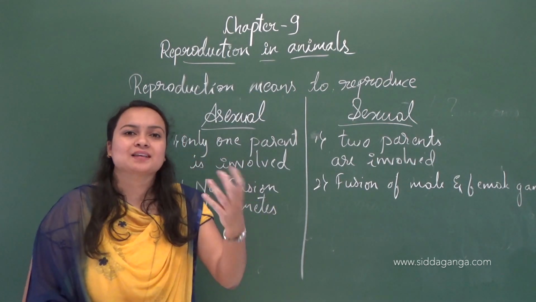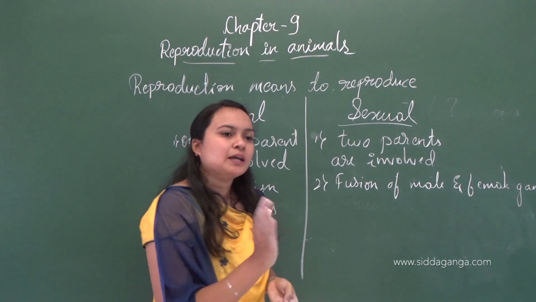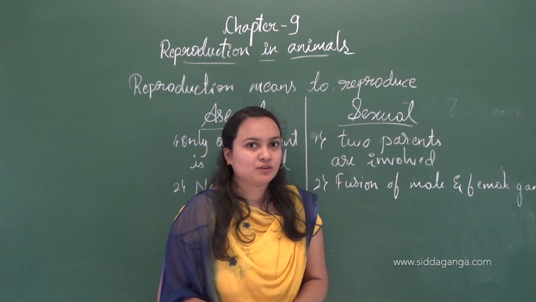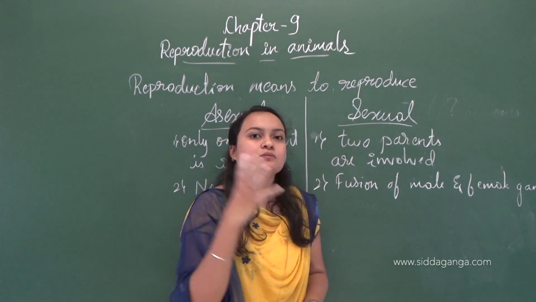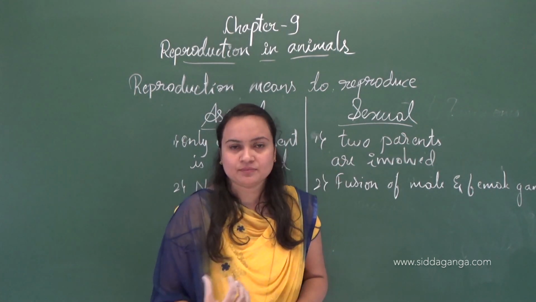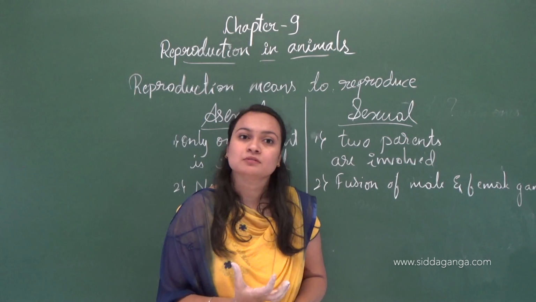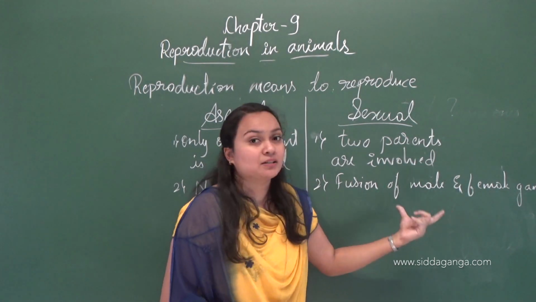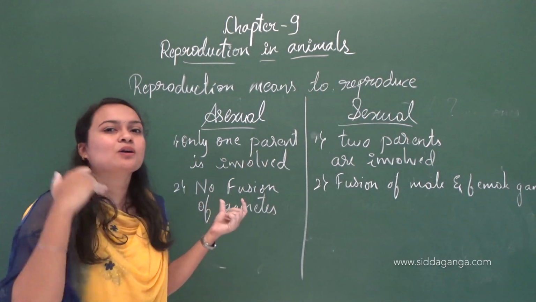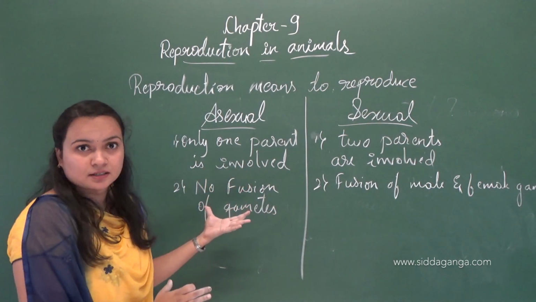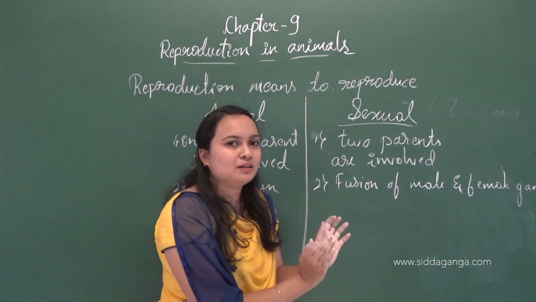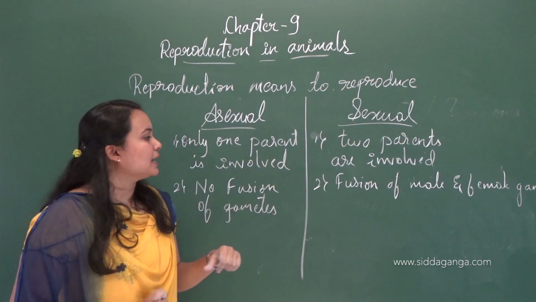Like if you take the example of us, humans, there is involvement of male and female gametes. So we look like our parents, but not exactly. We look similar, but not exactly. Here similarity is a little less compared to asexual.